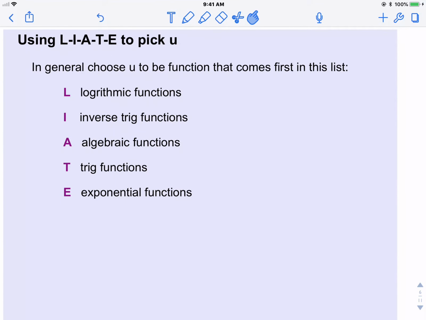So there is a little way to remember what you might use to pick the u. It doesn't mean that this works 100% of the time. It means it works in general. So in general, every once in a while, if something isn't working, we may have to choose differently. But in general, to pick your u, you'd pick logarithmic functions first, ln's, because their derivative is simpler than they are, inverse trig functions, then algebraic functions, and algebraic would include your polynomials, your rationals. T is trig functions, and then finally E is exponential functions. And again, this is in general, not 100% of the time, but this is LIATE, the expression they sometimes use. Again, pause the video and get these in.